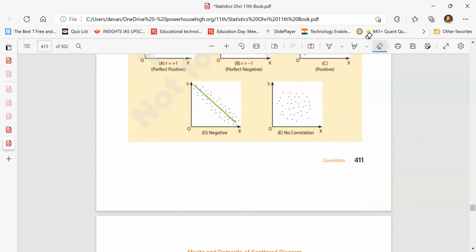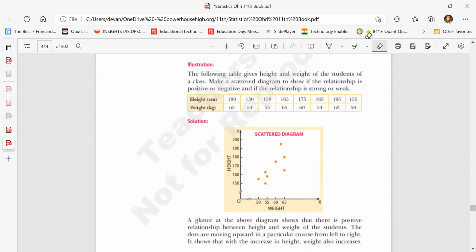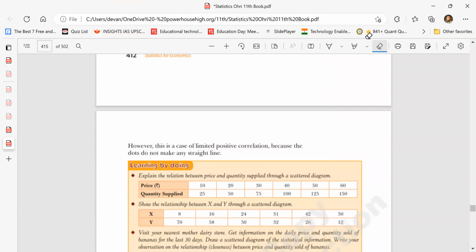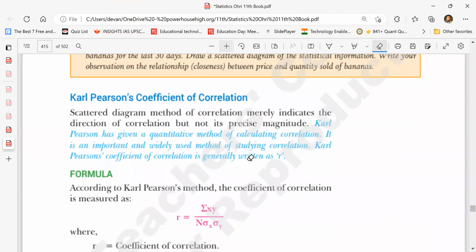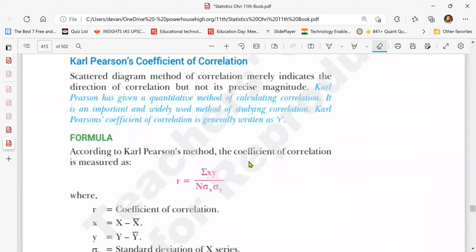Now the next one is Karl Pearson's coefficient of correlation. Let's go into Karl Pearson's coefficient of correlation. First of all, the formula is this. Now the formula is very simple. I'll explain the formula in a minute. First of all, do one thing, note down the formula.